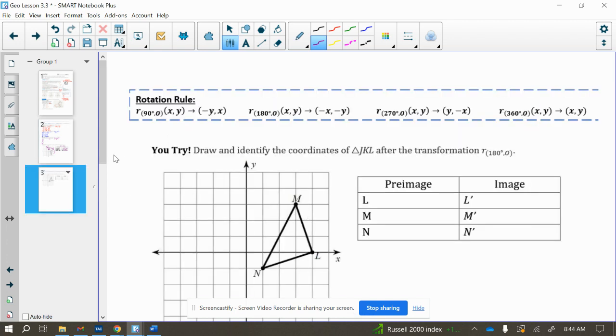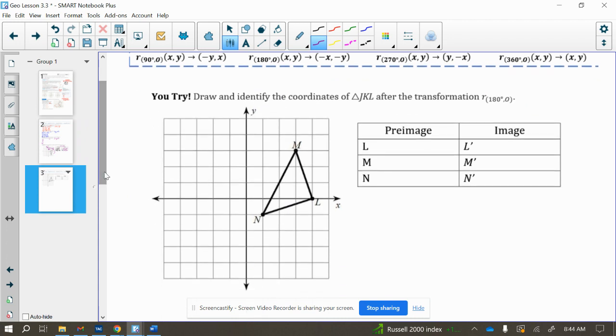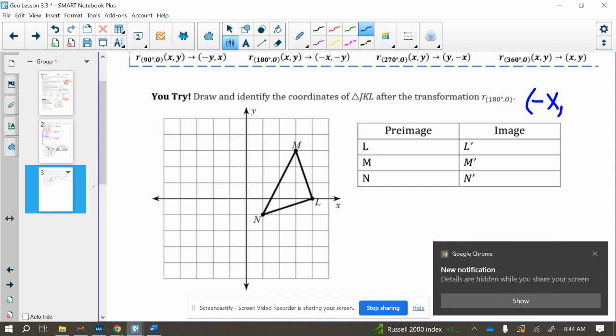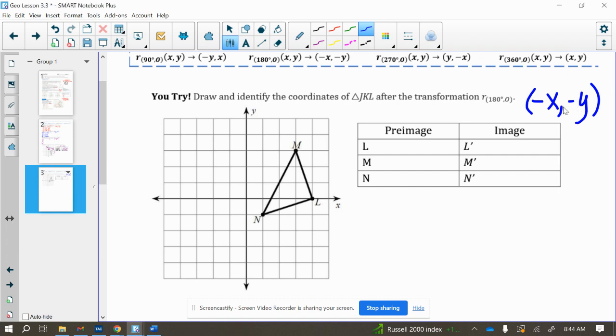All right, there is one final one on this last page for you to try. Again, you are taking L, M, and N. You are graphing the pre-image points or writing those down. Your rule this time for a 180 rotation is negative x, negative y. And you're going to use that to come up with your image points. Don't forget to graph. Thanks, everyone.